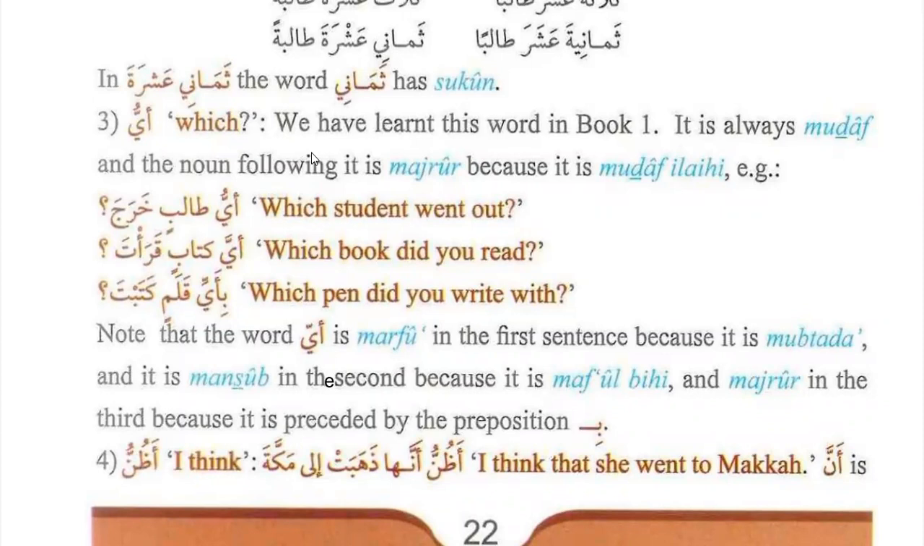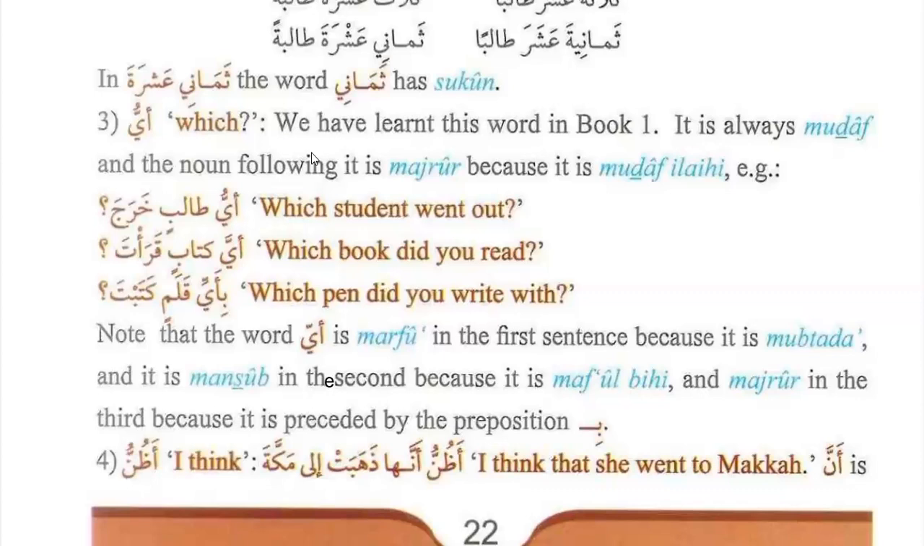Li ayyi. Earlier one is ayya. This is li ayyi qalamin katabta? Which pen did you write with? Note that the word ayyu is marfu in the first sentence because it is mubtada, and it is mansub in the second because it is maful bihi, and majrur in the third because it is preceded by the preposition bi.